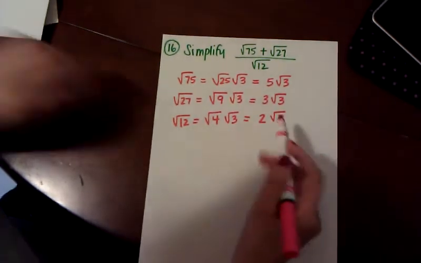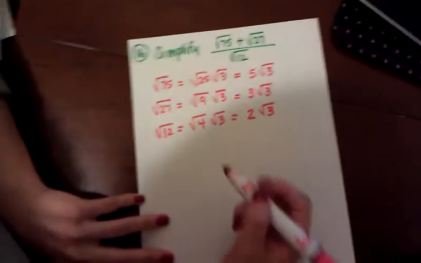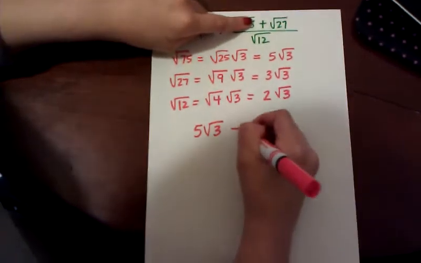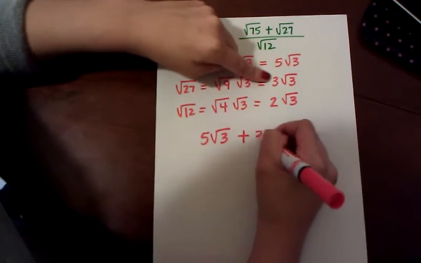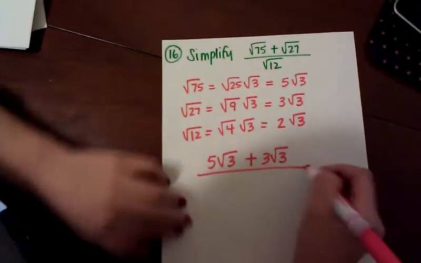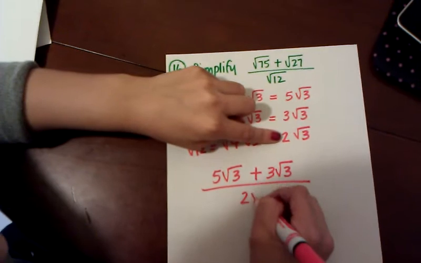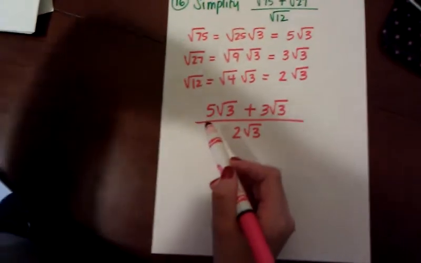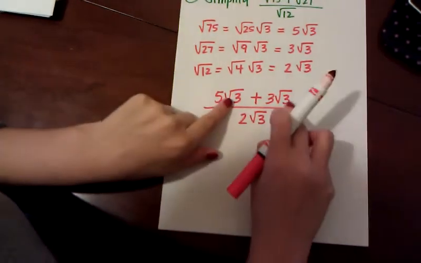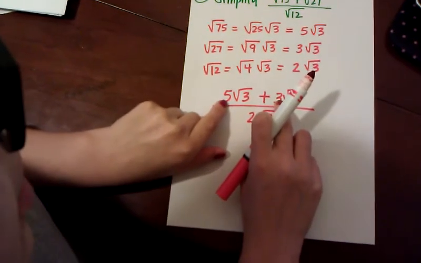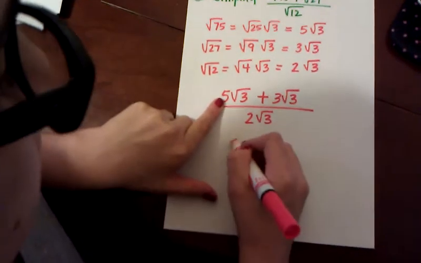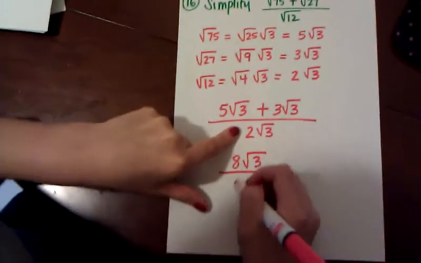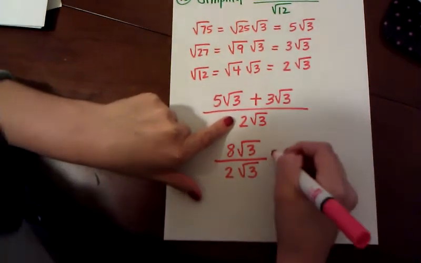Now I'm just going to substitute these back into our original problem. So instead of the square root of 75, I have 5 radical 3, plus instead of the square root of 27, I have 3 radical 3. And instead of the square root of 12, I have 2 radical 3. All right, in this case, I can now combine like radicals. Since these have the same radicand, all I have to do is add the coefficients. 5 plus 3 equals 8. So I have 8 radical 3 as my numerator, and my denominator is 2 radical 3.